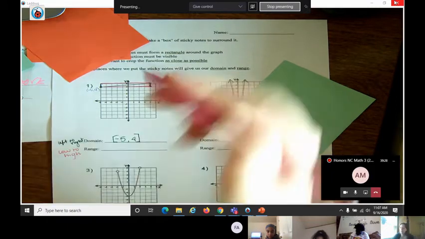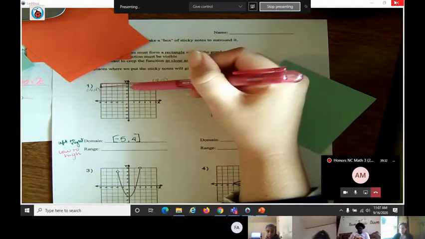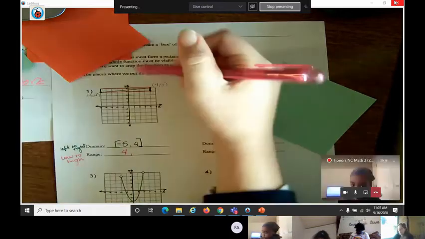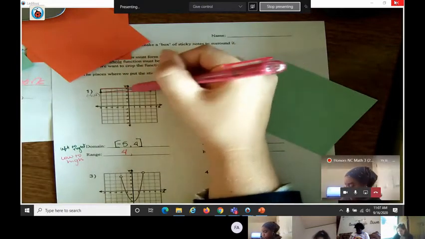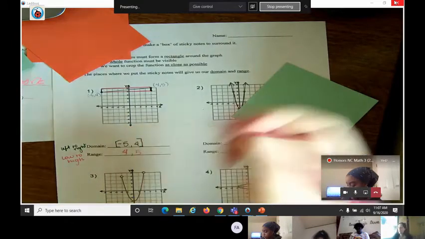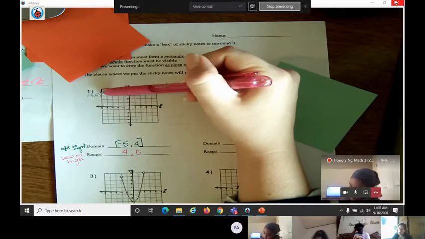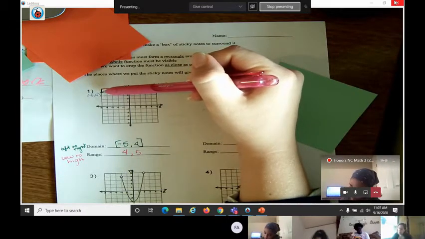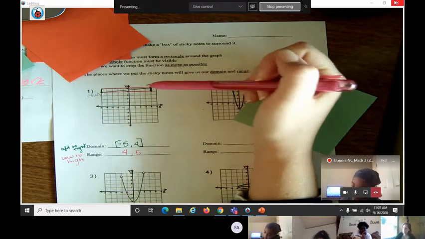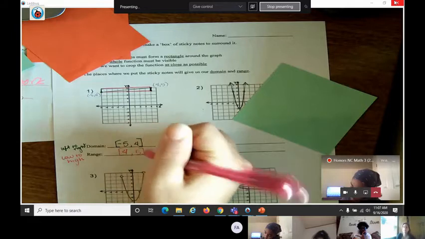So I want to get my lowest value, which happens to be my pink, and it starts at 4. And I want to go up to my highest value, which happens to stop at 5. Now, if I look at these endpoints, my lowest intersects the point that's solid and filled in, and my highest intersects a point that's solid and filled in. So this means I'm going to also have square braces for my range.